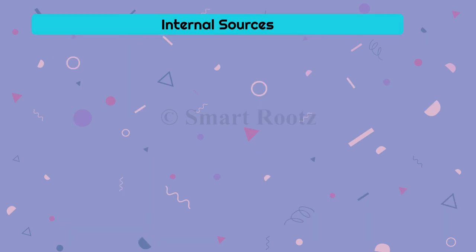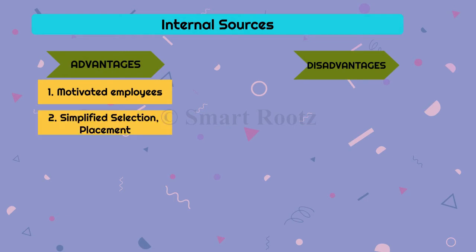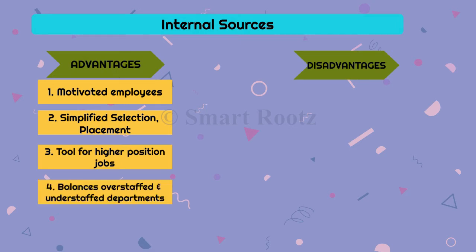The internal sources of labor supply have some advantages and disadvantages. By promoting the employees, they are motivated to improve their performance and also feel satisfied to get higher positions. Internal sources also simplify selection and placement as candidates are already working in the organization and can be evaluated more accurately. When employees are transferred, it helps in preparing employees for higher jobs. If a department is understaffed, employees can be moved from overstaffed departments, so this helps in balancing. It is also a cheaper source as compared to the external source.